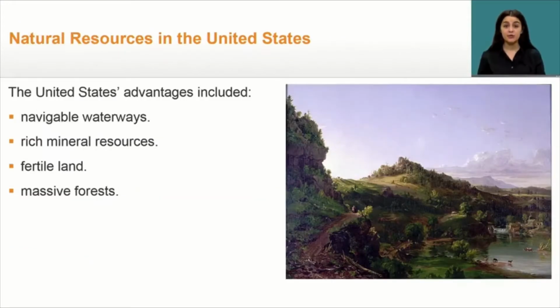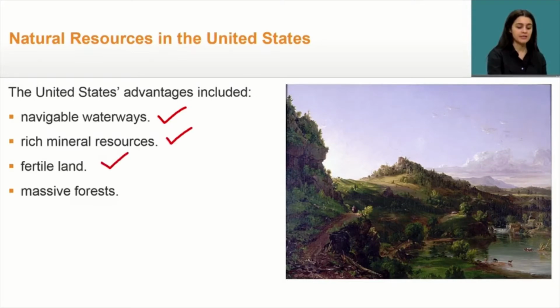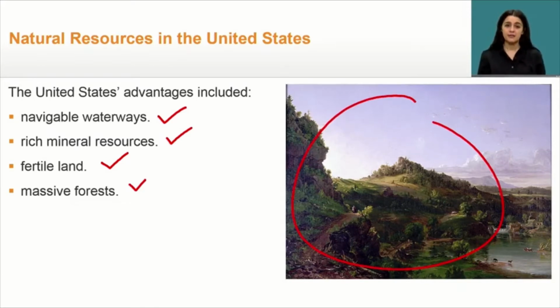An abundance of natural resources allowed the United States to industrialize rapidly. The United States had several advantages for industrialization. These advantages include navigable waterways, rich mineral resources, fertile land, and massive forests. The artwork here is Catskill Scenery by Thomas Cole, which shows the abundant natural resources of the eastern United States. Look at the waterfall, the many trees, and the water. These are examples of the resources that allowed for rapid industrialization.